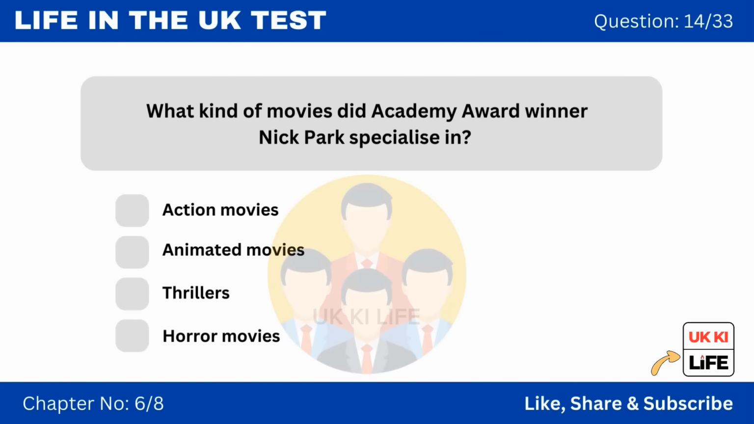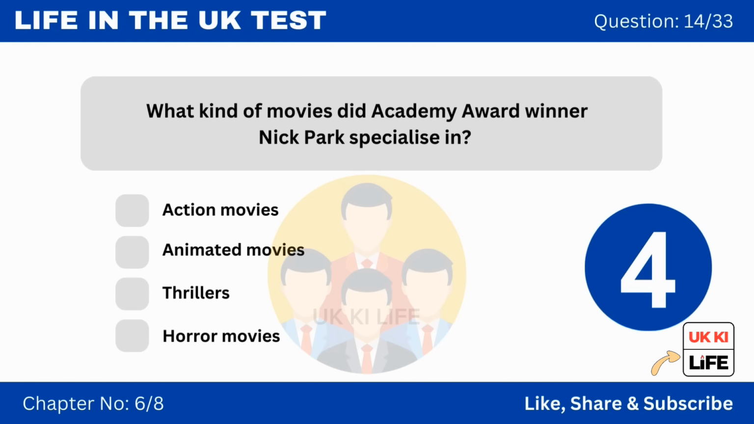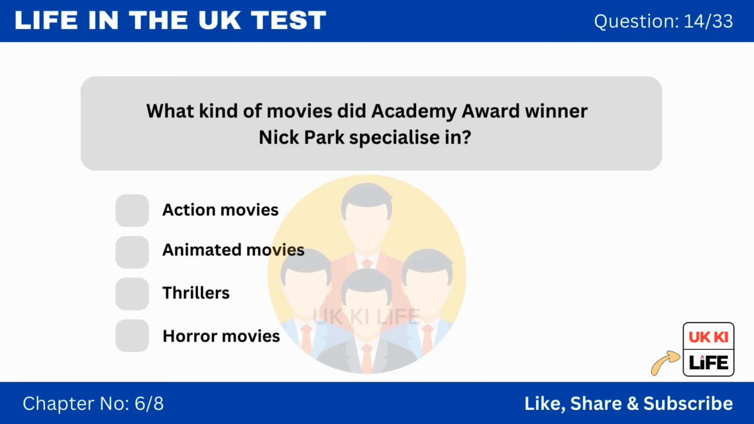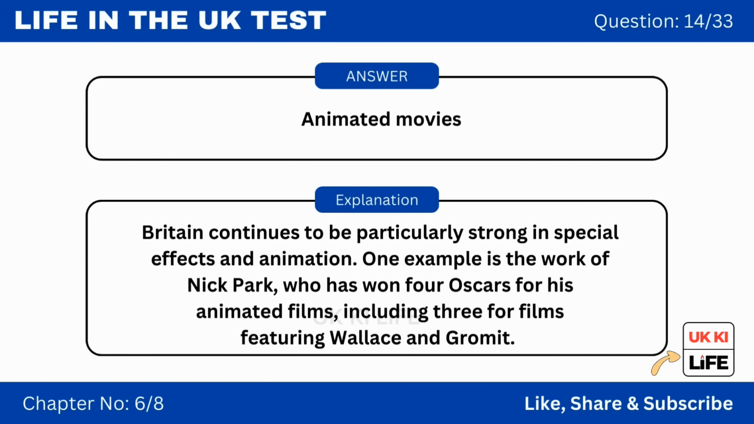Question 14. What kind of movies did Academy Award winner Nick Park specialize in? Action movies, animated movies, thrillers, horror movies. The correct option is B. Explanation. Britain continues to be particularly strong in special effects and animation. One example is the work of Nick Park, who has won 4 Oscars for his animated films, including 3 for films featuring Wallace and Gromit.